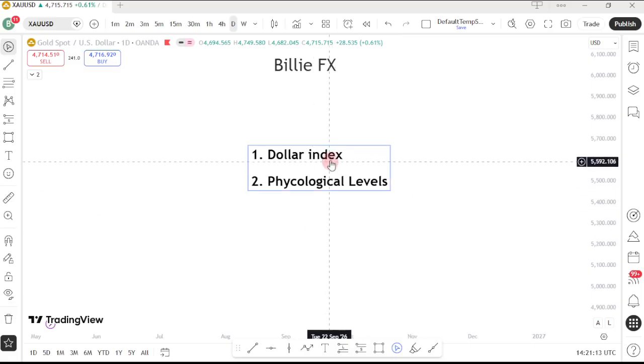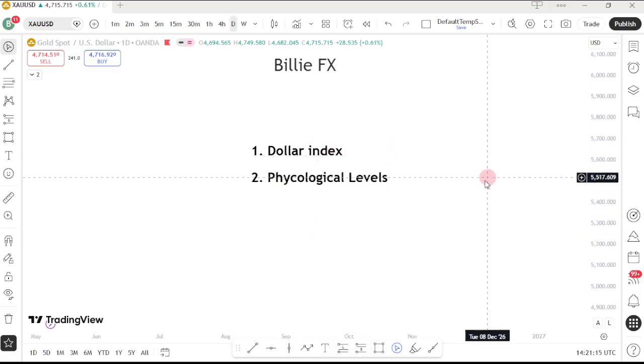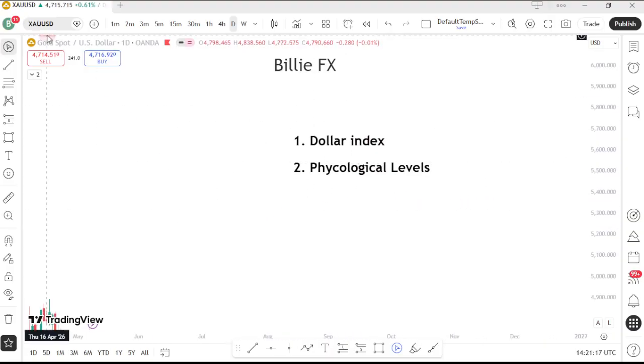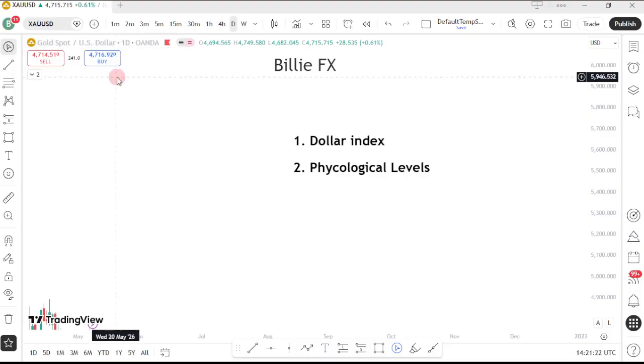So without much ado, let's get into it. Now the first thing, the dollar index. Now if you check gold, you can see that gold is paired with the US dollar, right? So this is very common. Everybody knows that, but they don't actually utilize that to their advantage. This simply means that if gold is rising, it means the US dollar is weak. And if gold is dropping, it means the US dollar is what?